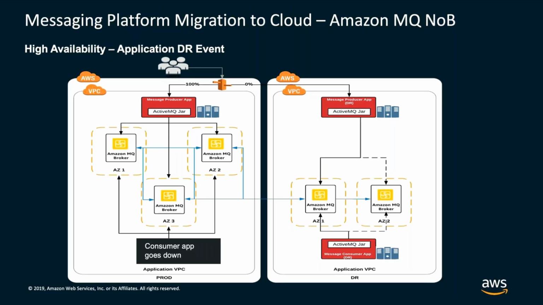But in this architecture, you don't have to worry about it. Your producer application can still stay in the prod region, and the consumer application can move over to the DR region, and your messages are still replicated across the region. And this is a great solution for that.